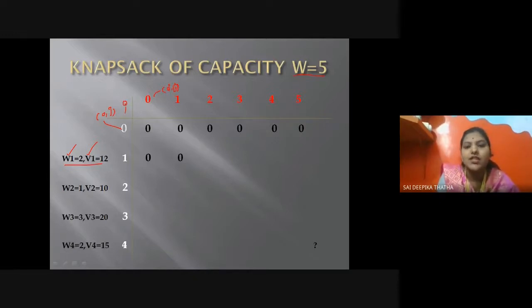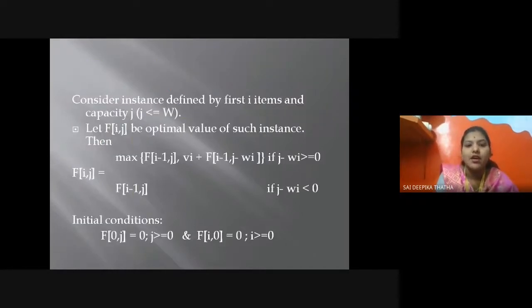Based on the initial condition, we will fill this first row and first column. And here we will check with j minus w whether this j minus w is greater than or equal to 0, or if it is less than 0, what cases we need to do. This is the thing we need while solving this problem. This is f of i comma j, which is the function. This is the i value, this is the j value. If my j minus wi is greater than or equal to 0, I need to go with this formula. If my j minus wi is less than 0, I need to go with this formula.